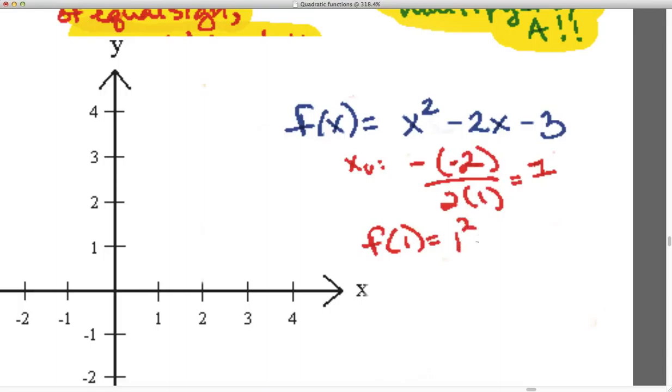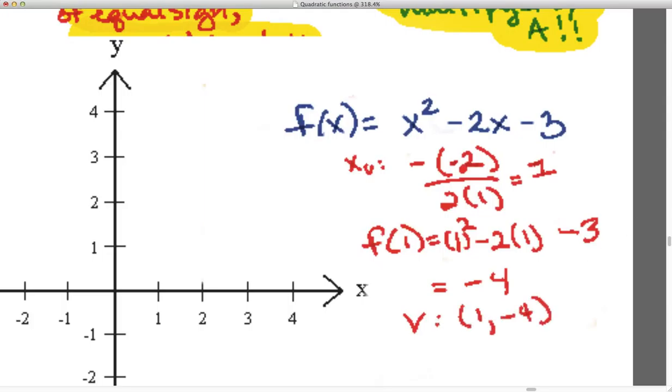You're going to get a 1 minus 2 times 1 minus 3. So 1 squared is 1 minus 2 gives you a negative 1. Negative 1 minus 3 gives you a negative 4. So your vertex is going to be 1 comma negative 4. And you can also get your axis of symmetry, because now you know the vertex is going to be the vertical line x equals 1.